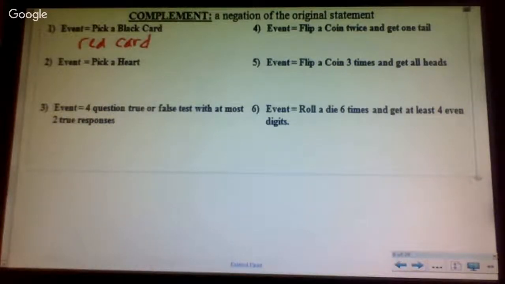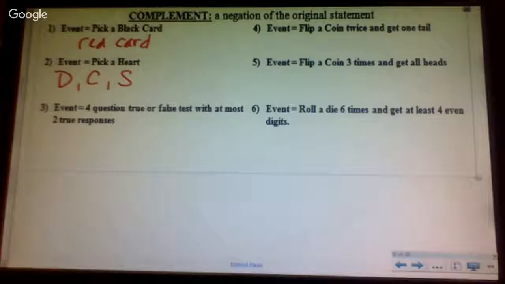Opposite of picking a heart. Hold up. What is not a heart? Diamond, club, and spade. Okay, a complement is everything that my situation is not. Okay, it's kind of like the opposite.